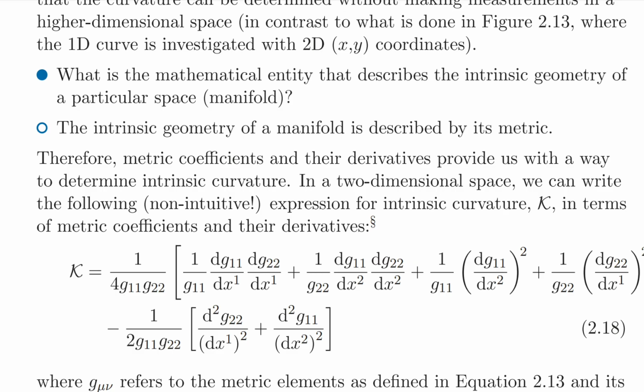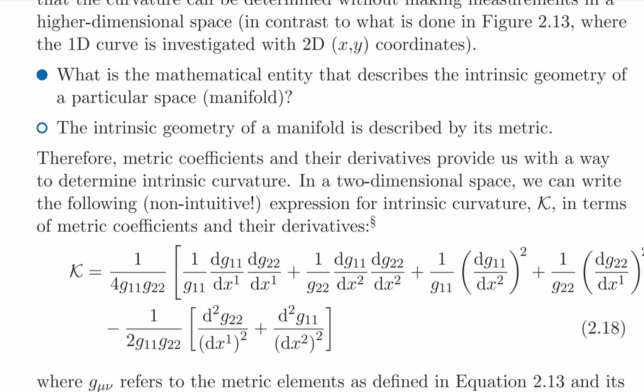Question: what is the mathematical entity that describes the intrinsic geometry of a particular space manifold? Answer: the intrinsic geometry of a manifold is described by its metric. Therefore, metric coefficients and their derivatives provide us with a way to determine the intrinsic curvature.